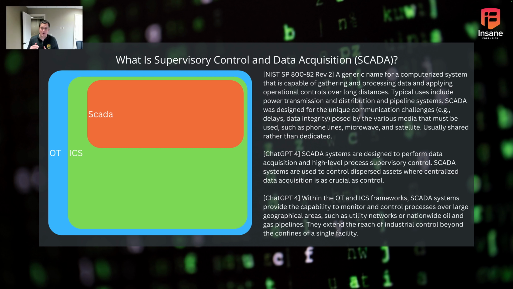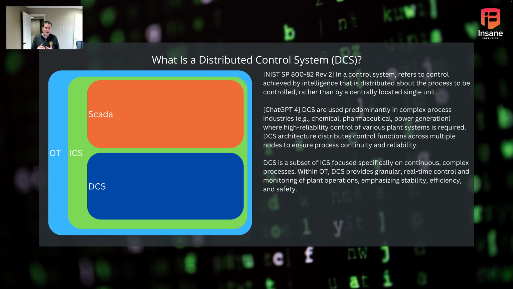GPT, something it threw out there also, was that SCADA systems really provide that ability to monitor and control processes over huge areas. So think nationwide oil and gas pipelines. Think well beyond the confines of a single utility. In contrast, DCS systems really deal with oftentimes a smaller geographic area, often a centrally located single unit.